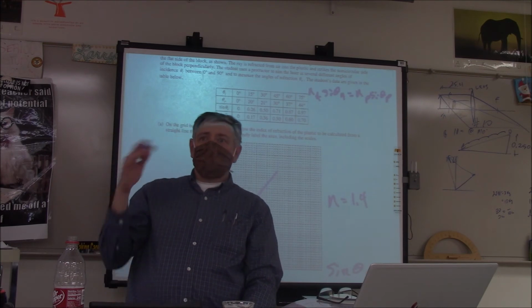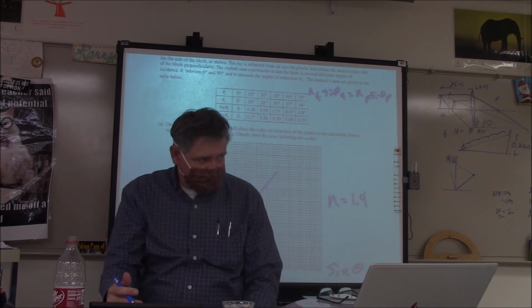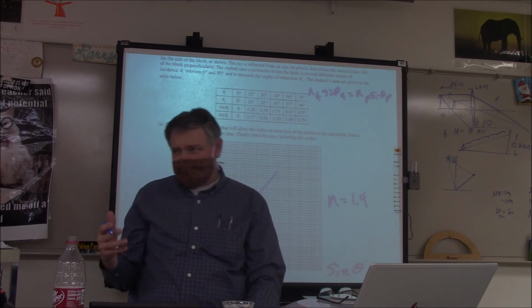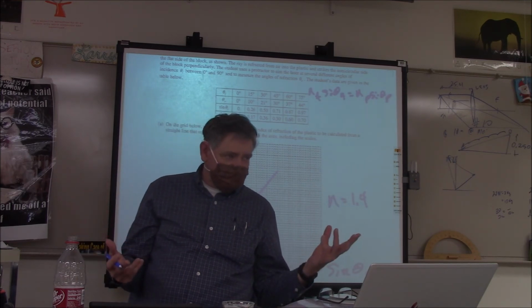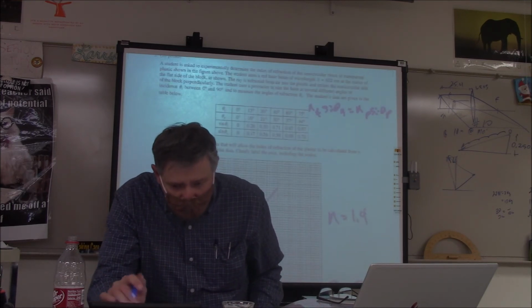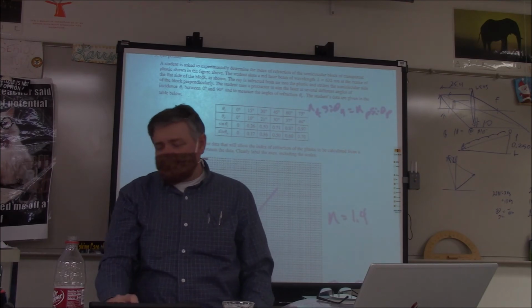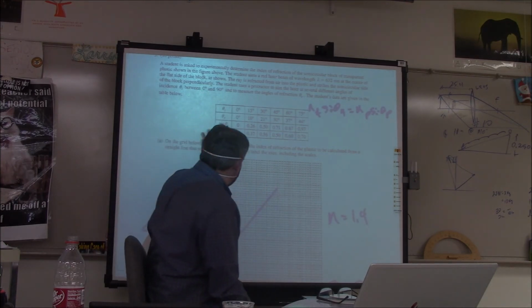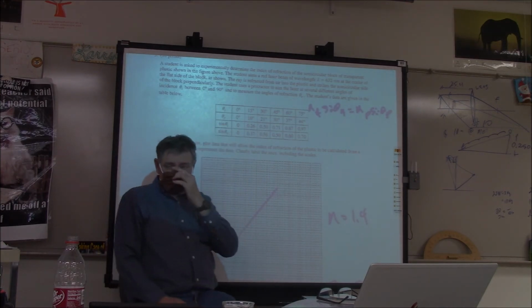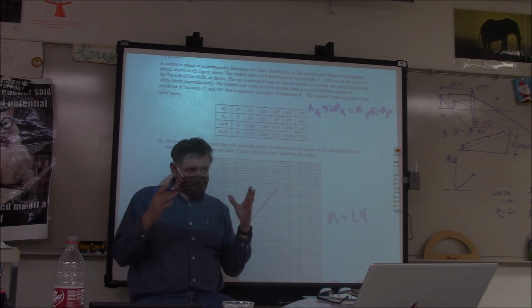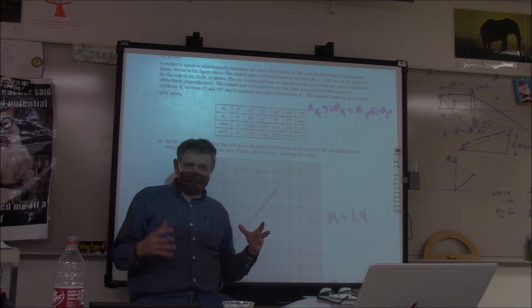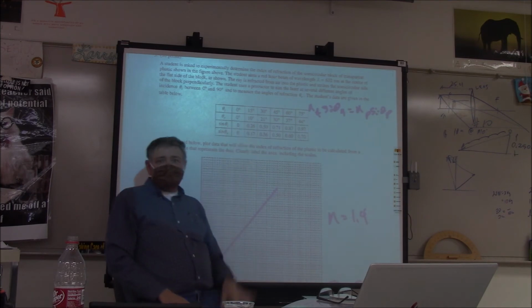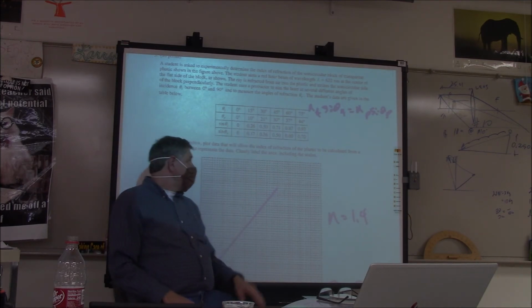Let's say that you were going to have a bigger index of refraction. Okay, that's 1.4. So let's say you had something that had a bigger index of refraction. Which of these data sets would be changed if you were dealing with something that had a bigger index of refraction? What would change? The sine i? r? Sine i?